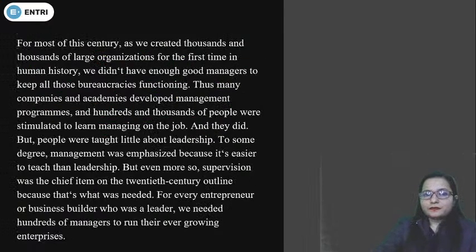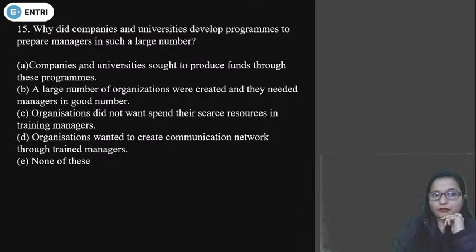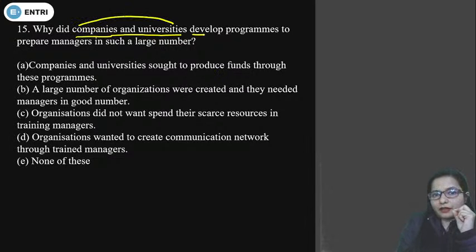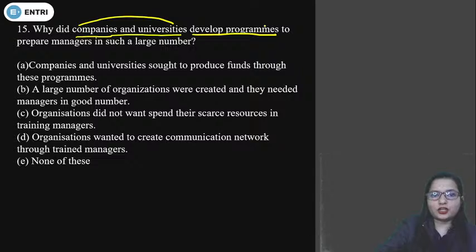The second step is we have to go through the questions to get the keywords. This section is time consuming, but you have to do it. So the question here is, why did companies and universities develop programs to prepare managers in such a large number? It is asking why companies and universities developed programs. So this is the keyword you can get here: companies and universities develop programs to prepare managers in such a large number.